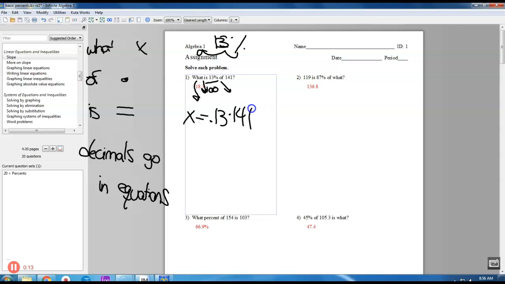And then your job is just to get X by itself. So here X is by itself, and you just do 0.13 times 141, and that'll be your answer. But they can be set up a little bit differently.